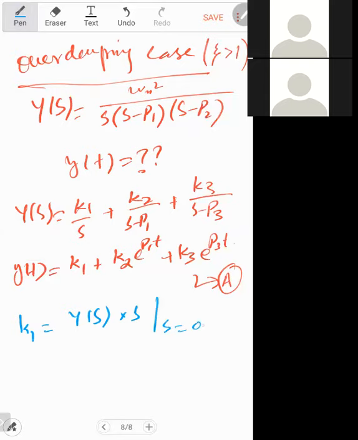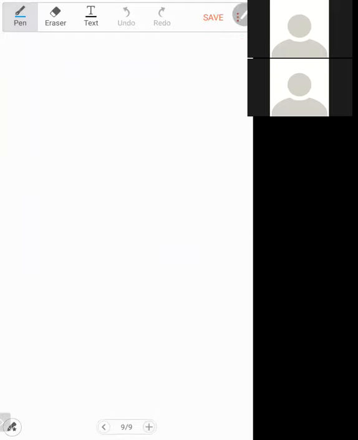If you do this, then K1 will be equal to omega n square, and then you will have S minus P1, S minus P2, such that S is equal to 0. And for further simplification, if you put the value of S equal to 0, then you will get K1 equal to omega n square divided by S minus P1 multiplied by minus P2.